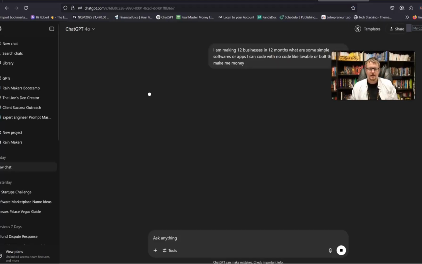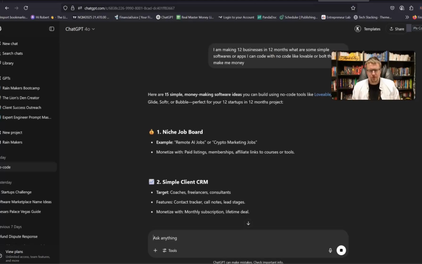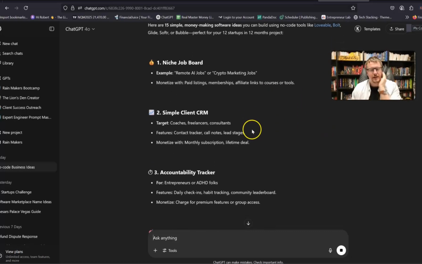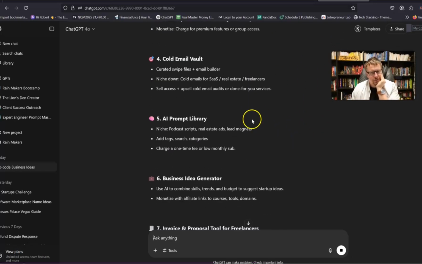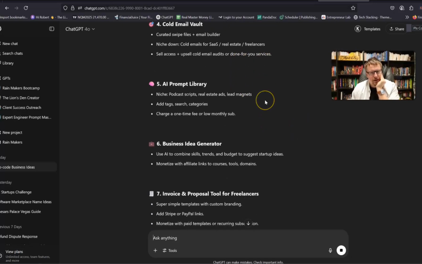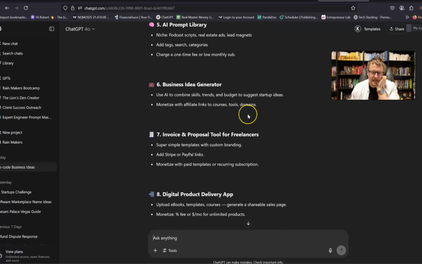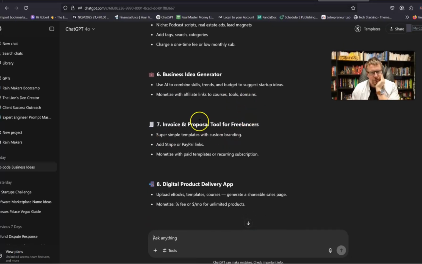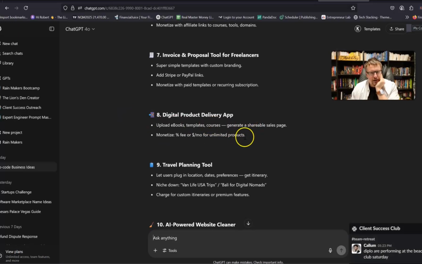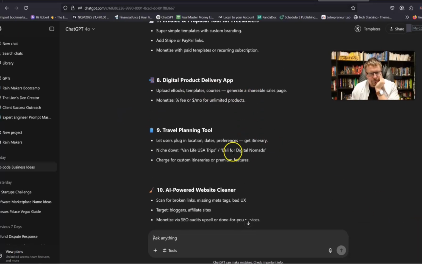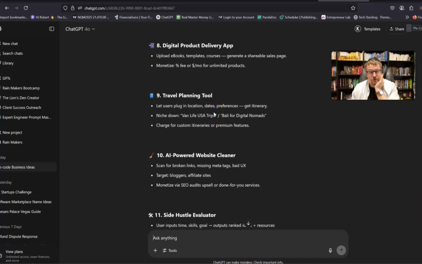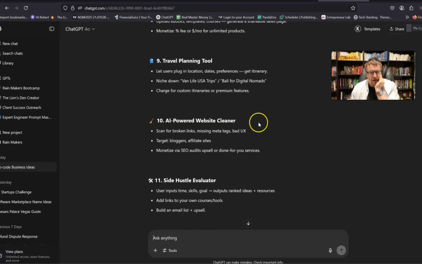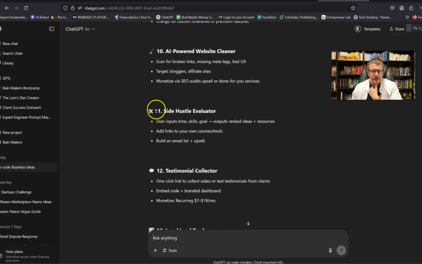Let's see what it says. Good old ChatGPT. Number 1, niche job board. Simple client CRM, accountability tracker, cold email vault, AI prompt library. That's a good one. Business idea generator, invoice and proposal, digital products for delivery, travel planning tool. Well, a travel planning tool would be kind of cool. AI-powered website cleaner. What does that mean? Scan for broken links, missing meta tags. So that's cool. Side hustle evaluator.